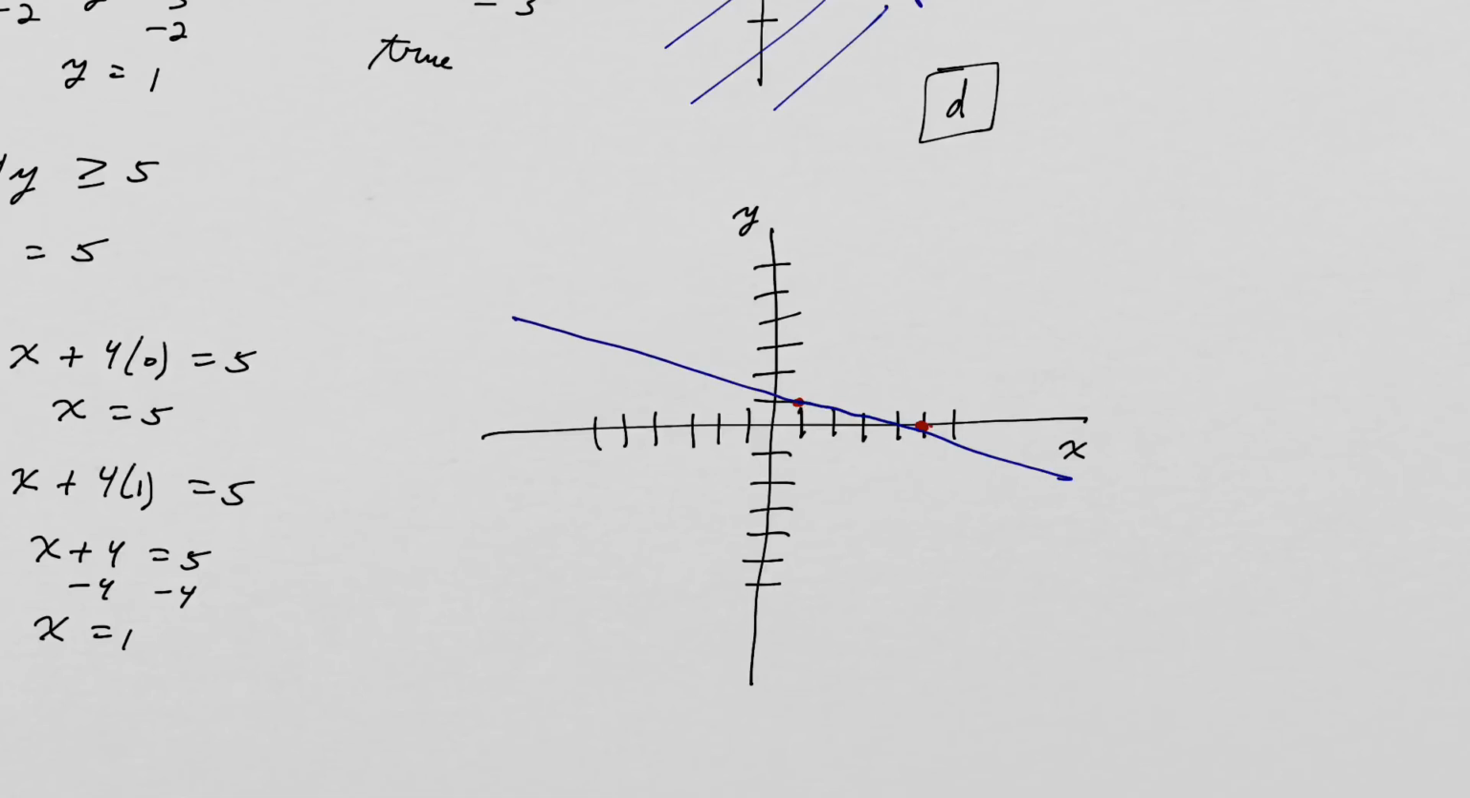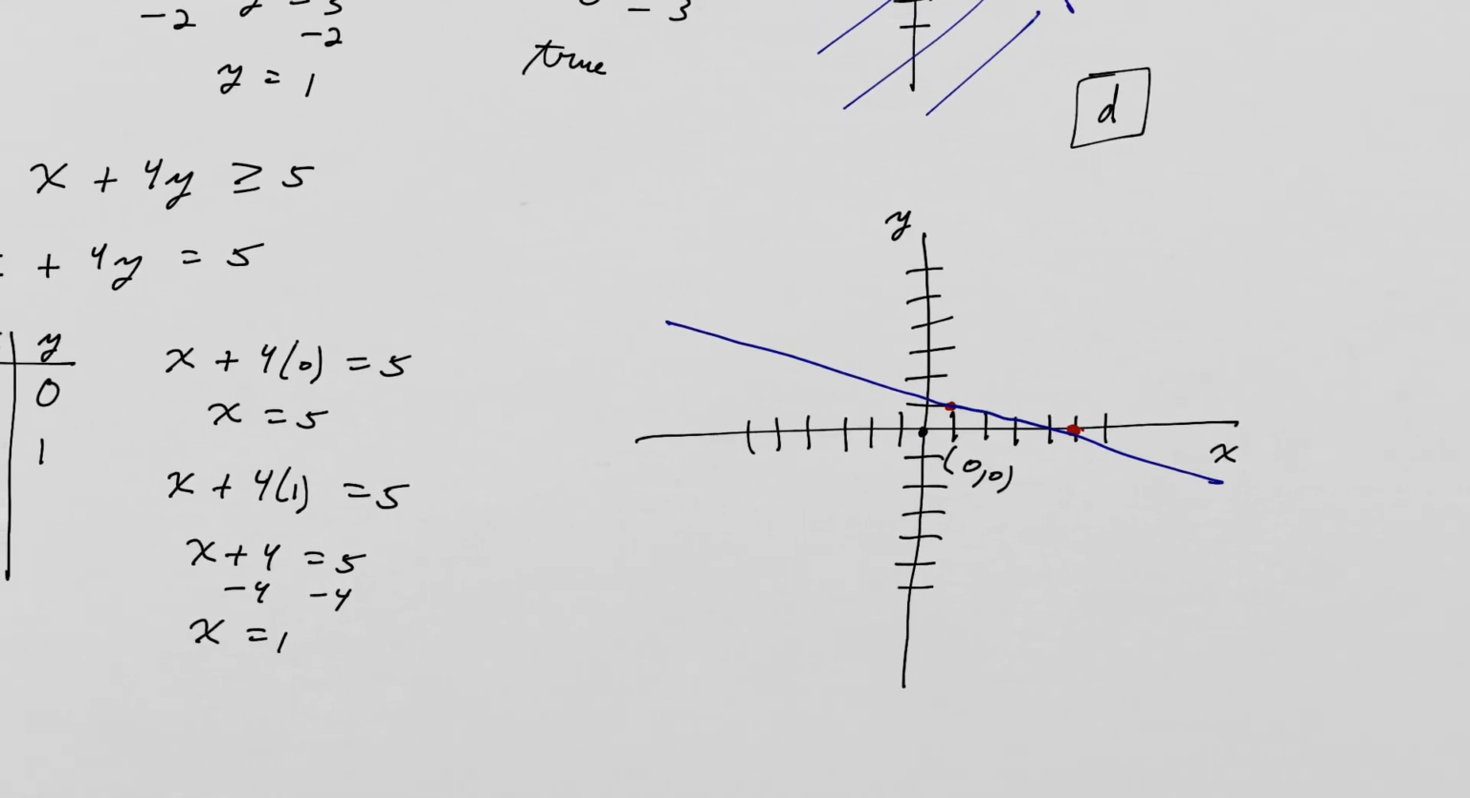Okay, now we need to choose a test point. So again, you can use any point you want, right? It doesn't lie on a line. I could use like 10, 10 or whatever I want. But if it's available, I would just choose 0, 0 because it's so easy to plug in 0. So we're going to test 0, 0 again, okay?